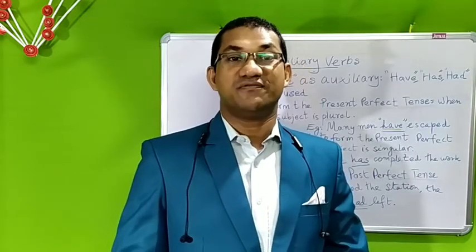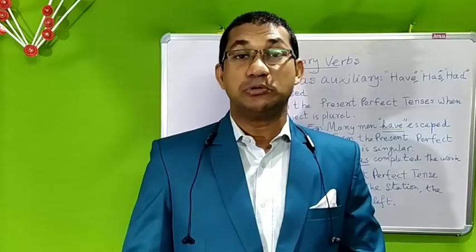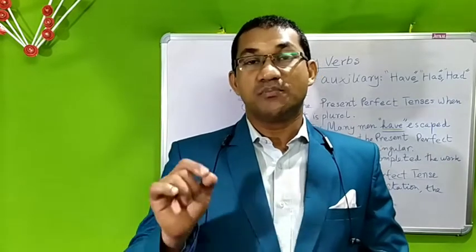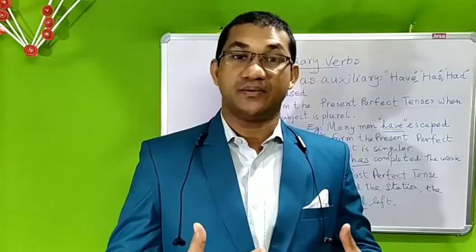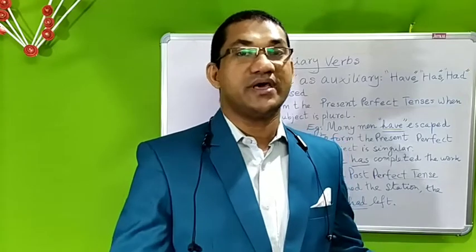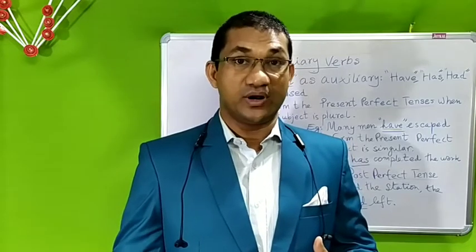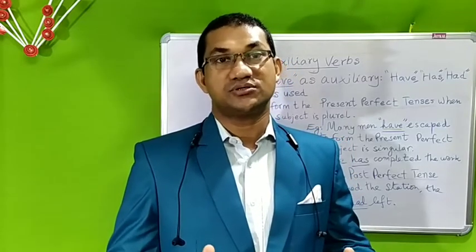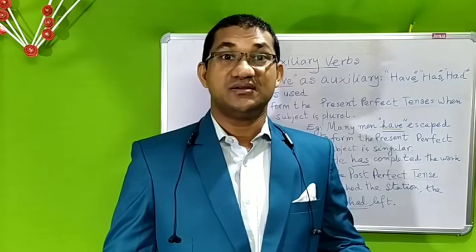So the first use of have is to form the present perfect tense when the subject is plural. The first thing we have to understand is that have, the auxiliary, is used with plural subjects. Similarly, it is also used with the first person pronoun I. So we say I have done this, I have gone there. So not always with a plural subject, but this is one important rule: with the first person pronoun I, in the present perfect, it is always have.